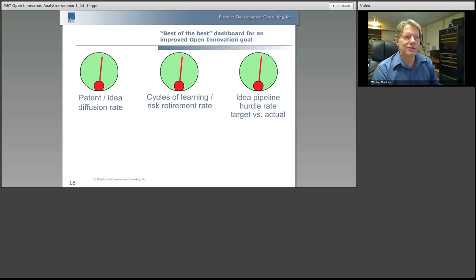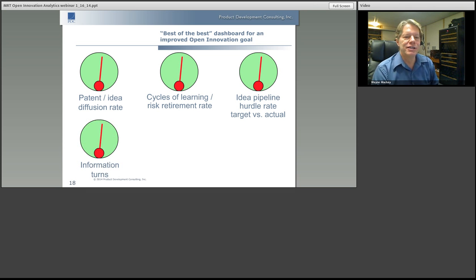So if we measure the hurdle rate in our pipeline for each of our gates as we move through, or our cycles, then as that rises, that means we're getting higher quality ideas, so we can invest the same amount of money, but invest them in a much higher level of payback because our ideas are getting better.